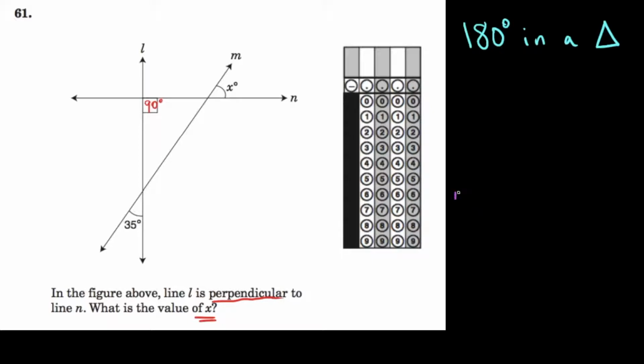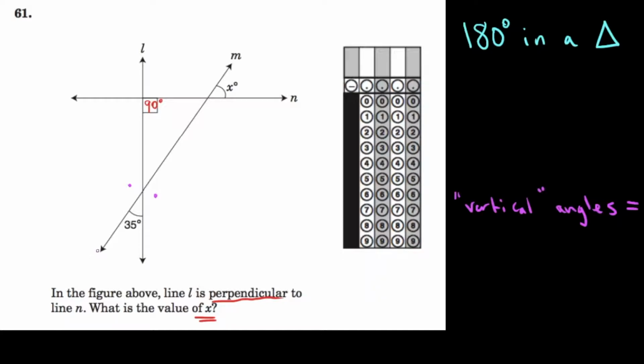Another thing you'll need to know is that vertical angles, and this is just a mathy way of saying angles that lie across an intersection from each other. So for instance, this angle and that angle. And vertical angles are equal. They have the same measure.